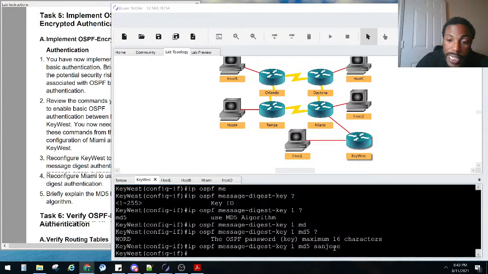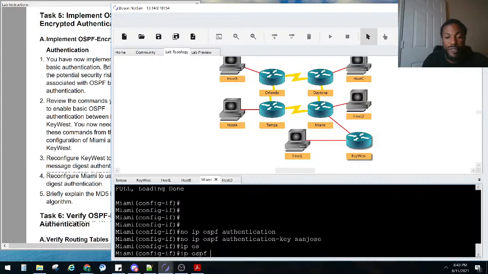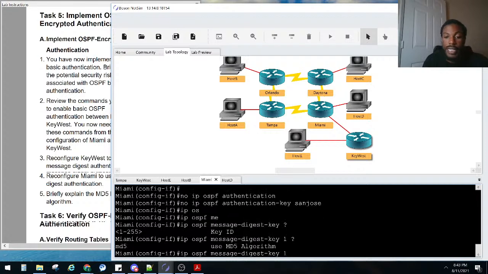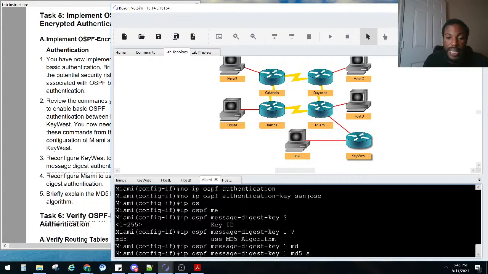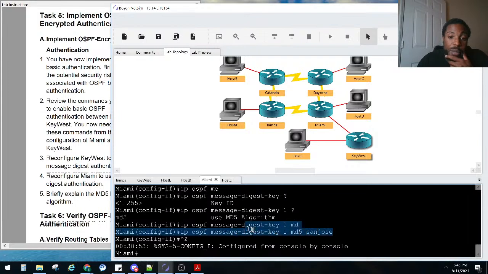So we did that. Let's do the same thing on the other side. So Miami, and we say IP OSPF message digest key, and then key 1, and then MD5 San Jose, right? And then I don't think that enables it. It put in the key, but it didn't really enable it. We still got to put in the IP OSPF authentication. Y'all remember? I remember we did that on the screen before, right?